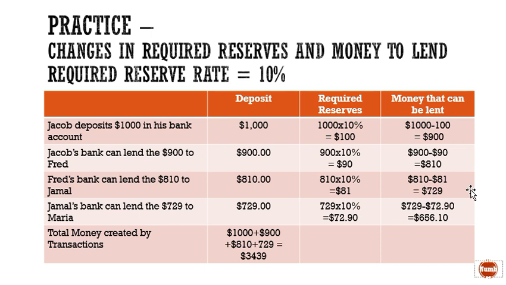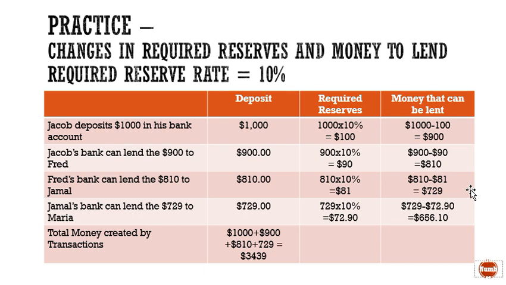And you can see how this goes. They lend it out to Jamal, and they have to hold 10% of that, so that's $81 they have to hold. They can lend out the remaining $729. Then we can do that again. We can hold the $81 and lend out the $729. Then that bank is going to lend out all but 10% of that money.